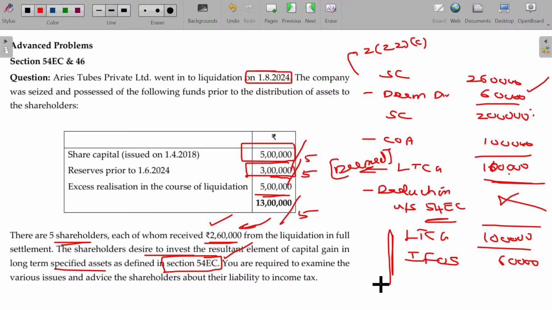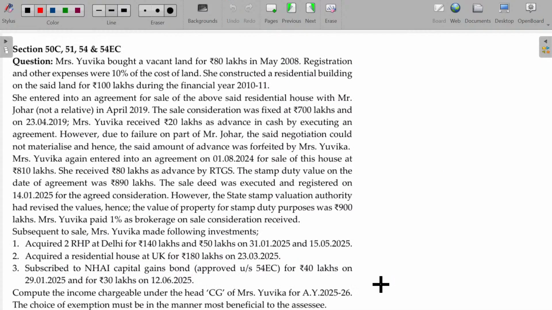Now, we'll move on to the next one. This question is one of the comprehensive illustrations where we are going to cover section 50C stamp duty value, section 51 forfeiture of the advance amount, section 54 deductions for purchasing a new house property, and 54EC investing in bonds for claiming the deduction. So all the 4 items are going to be incorporated here.